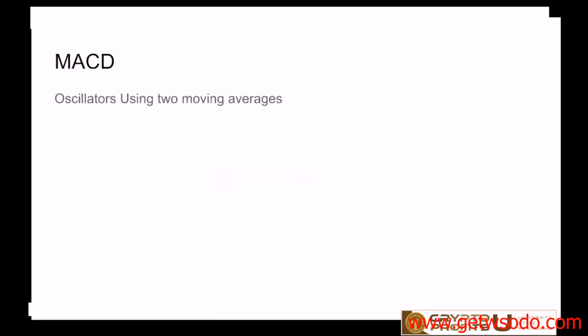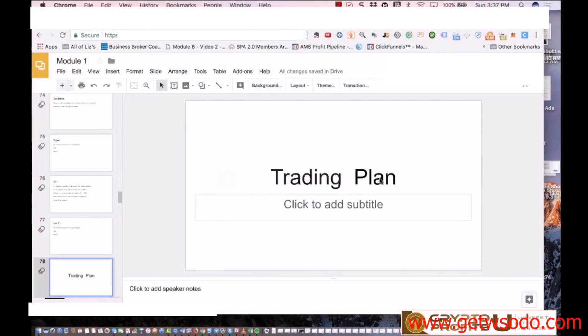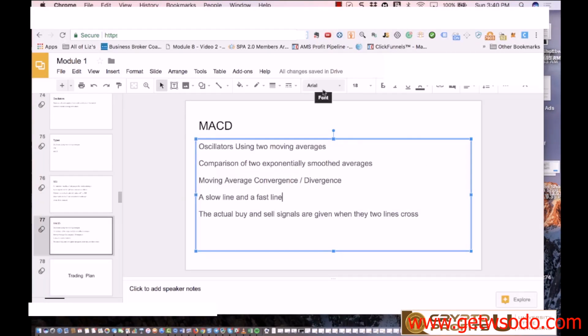With MACDs, this is again using two moving averages. I must have missed out on MACD. So let's just talk about the MACD here. Give me a second to get it up. Okay, so I added it here. So the two moving averages here are two exponentially smoothed averages. And again, I'm not going to go behind the math in this because I'm not a math person.